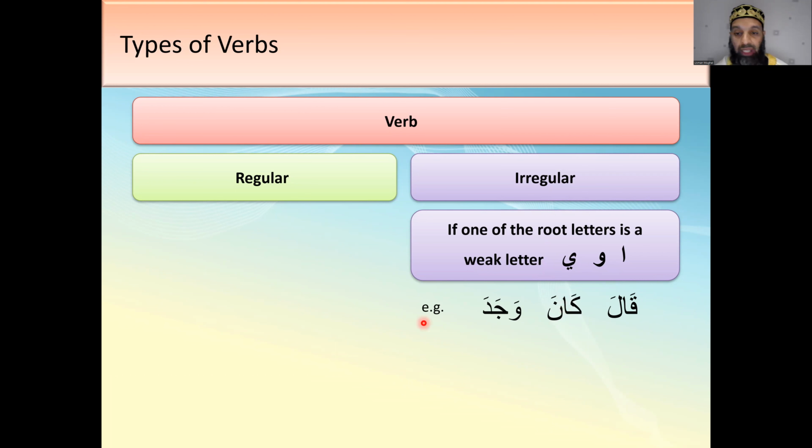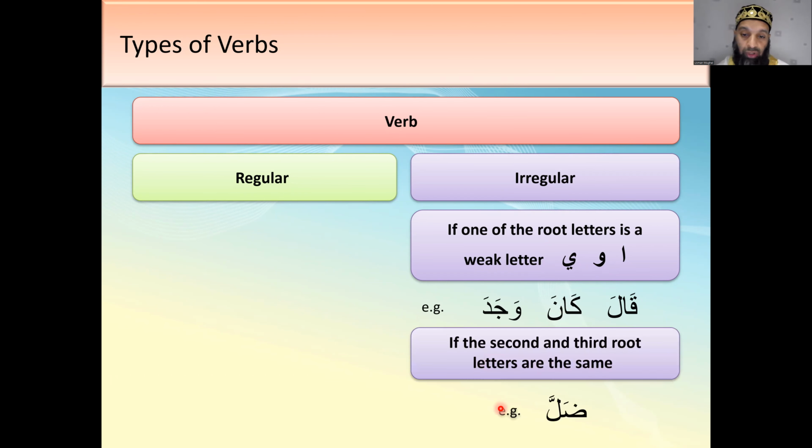And the second way we can tell a verb is weak is if the second and the third letter of the root word are the same. So, for example, lam, lam. You just join the lams together and put a shadda on it, which means double. So dalla, that's the verb. It's weak because the second and third letters are the same. So there are two ways you can tell a verb is weak. Everything else is regular.